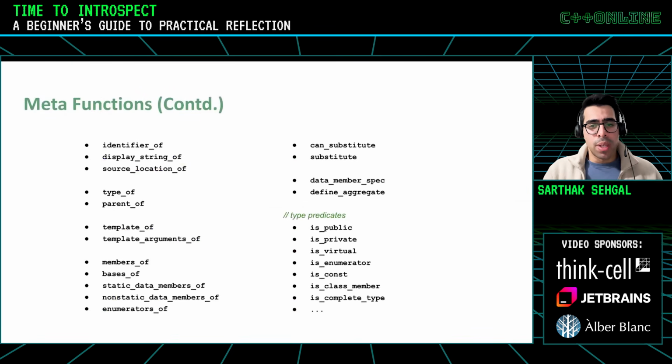The reflection support in C++26 is very vast. Although it's still the beginning, I think it's very rich. There are a lot of meta functions, for example identifier_of, which we've seen a couple of times, parent_of, bases_of, members_of to get the members of a struct, static_data_members_of, non_static_data_members_of, and enumerators_of that we've previously seen. And then, as I mentioned, a lot of type predicates, for example is_public, is_virtual, is_enumerator. So is_enumerator is something we could have used previously to constrain the type name E that was templated.